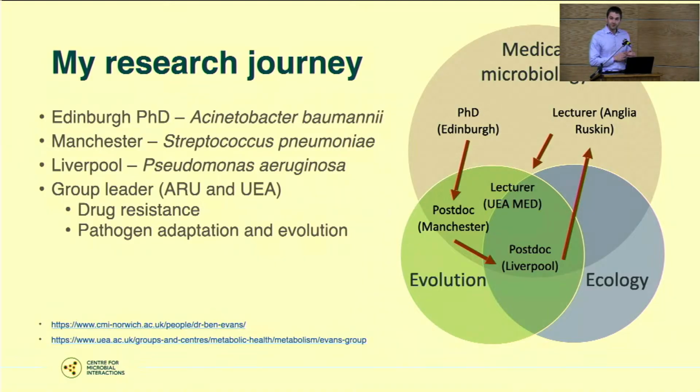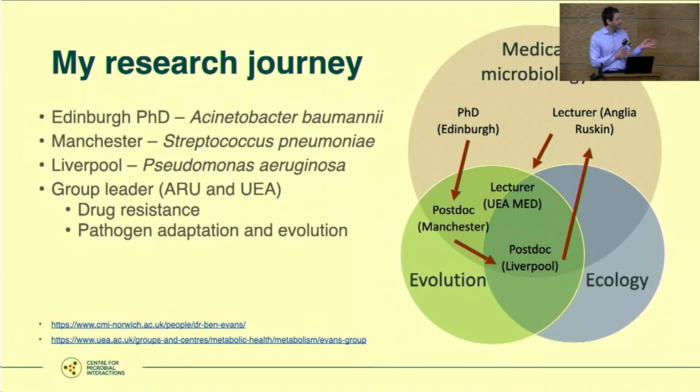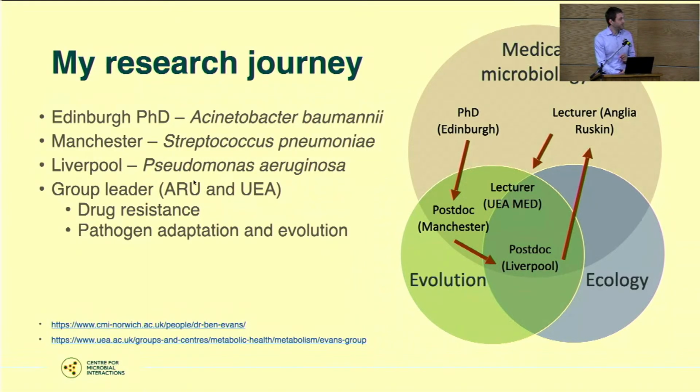I then moved to the University of Manchester and did a postdoc there with Streptococcus pneumoniae, and there we were looking at homologous recombination. I then did another postdoc at University of Liverpool, Pseudomonas aeruginosa in cystic fibrosis patients. And then I got the opportunity of a lectureship at Anglia Ruskin University, that's ARU there, on their Cambridge campus. That's a teaching university, so I spent most of my time teaching, but managed to do a bit of research on the side there, and then finally moved to where I am now at the University of East Anglia.